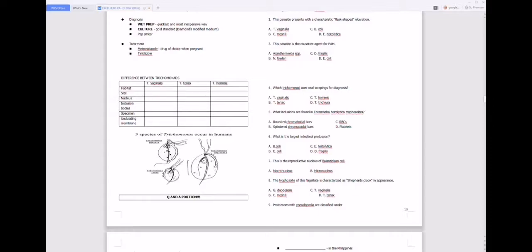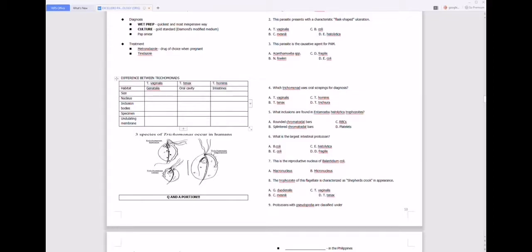Trichomonas vaginalis infects the genitalia of the human host. For Trichomonas tenax, its habitat is the oral cavity. While for Trichomonas hominis, its habitat is the intestine. So, you can really see the difference between the three species with regards to their habitat. They are far from each other. So, tenax, oral cavity; hominis, the intestines; and Trichomonas vaginalis, the genitalia.